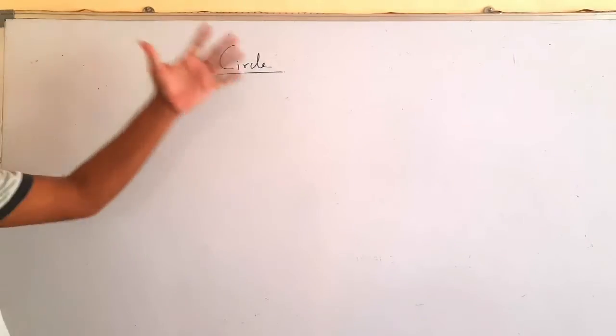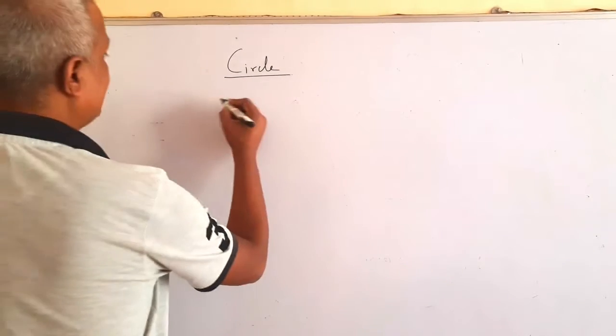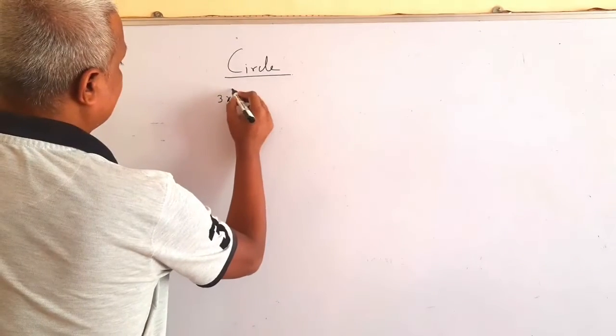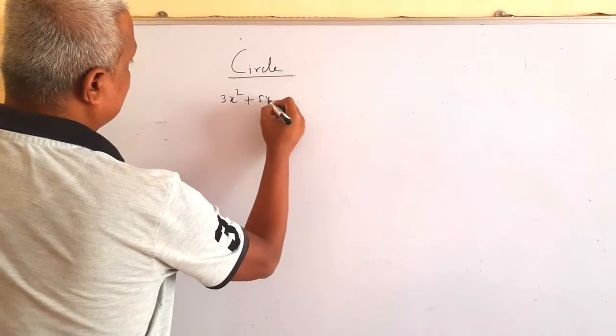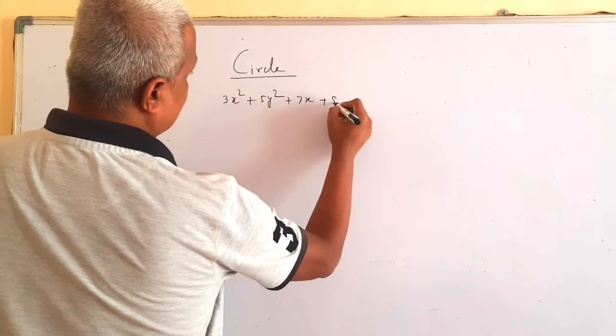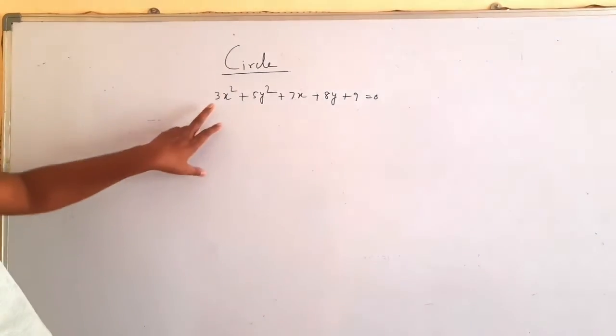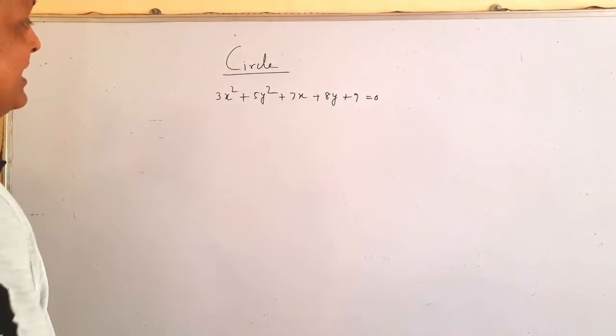Now, with whatever we have discussed, let's take one example and try to understand it. Suppose I have an equation like 3x square plus 5y square plus 7x plus 8y plus 9 equal to 0. Does it represent a circle? The answer is no. Why?